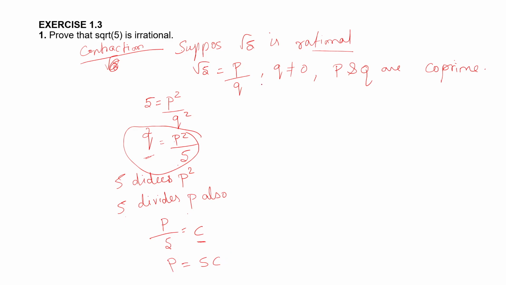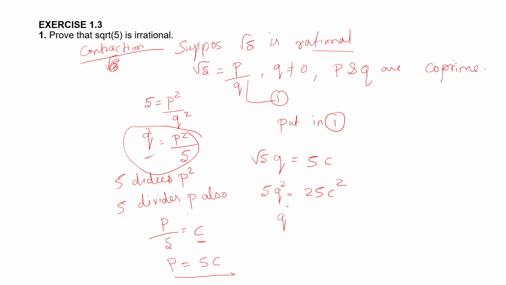Okay, this is done. I'll take this as equation 1, and put this in equation 1. So we'll get root 5 q is equal to 5c. Squaring both sides, we will get 5 q square is equal to 25 c square. So q square is equal to 5 c square. So q square by 5 is equal to c square. So what is the meaning of this here? 5 divides q square. As per the theorem, you have to write here 5 divides q also.